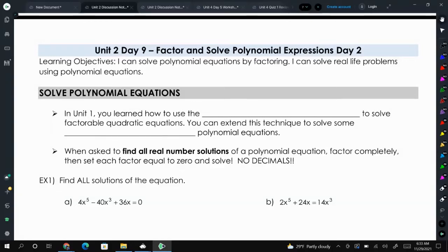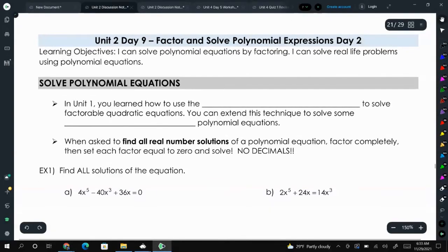Today what we're going to be doing is using those factoring techniques that we learned the other day in order to solve polynomial equations. Now remember, back in Unit 1, we first learned how to factor quadratic equations, and then we solved quadratic equations by factoring. We can do the same thing to solve polynomial equations. So in Unit 1, you learned how to use the factoring method, and we had a lot of factoring methods that we learned.